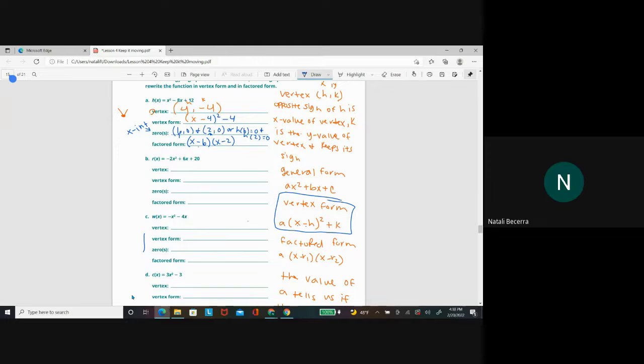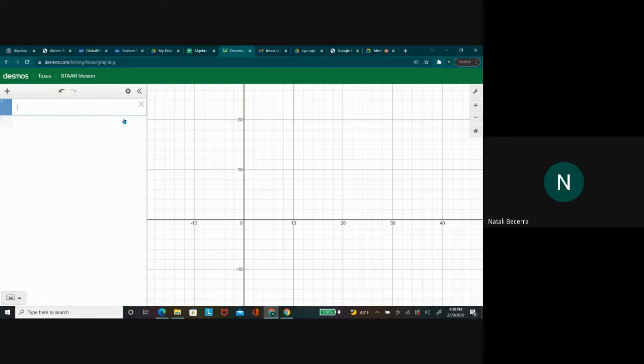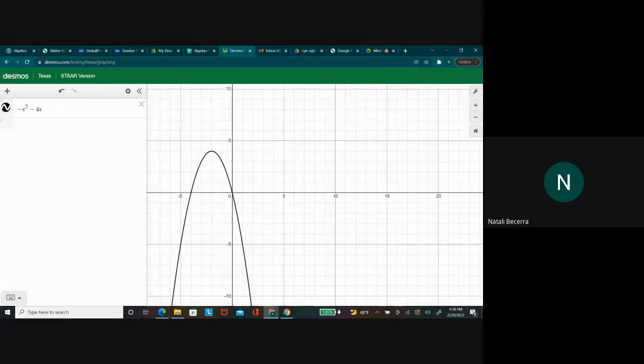So right here, let's go ahead and put it in decimals. So negative x squared minus 4x. You can see that because the negative was at the very beginning, this was a parabola facing down, right? Your A was a negative number because that's an invisible 1 in front of the x squared. So since it was a negative number, it was going to be concave down.